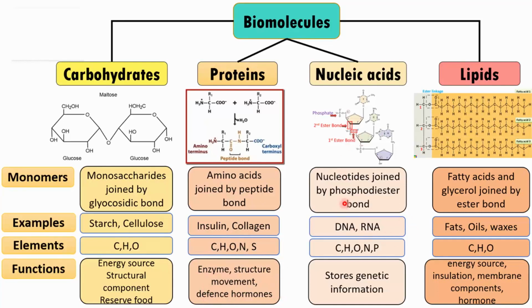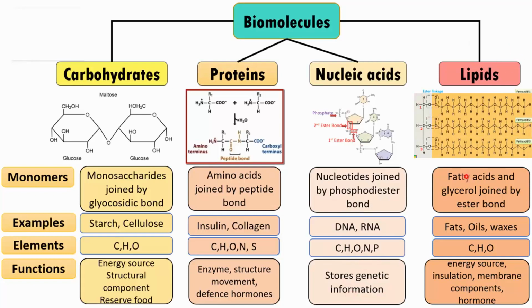Nucleic acids are made up of monomers, which are nucleotides that are joined by a phosphodiester bond. Examples include DNA and RNA. They are composed of various elements, for example, carbon, hydrogen, oxygen, nitrogen, and phosphorus. And this stores the genetic information within itself, and during the process of reproduction, it gets transmitted from one generation to the next generation.